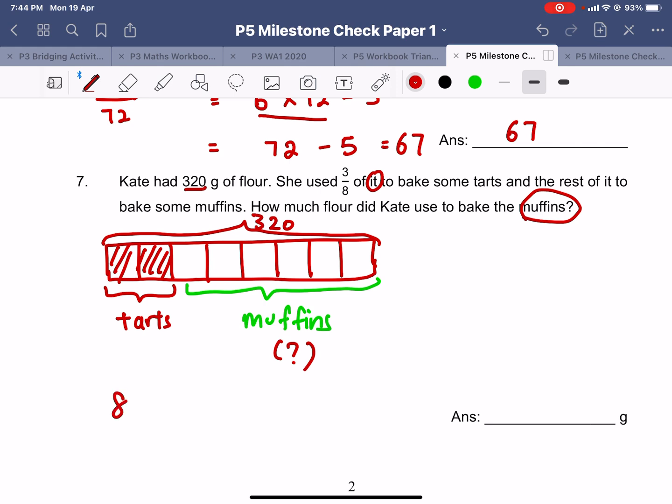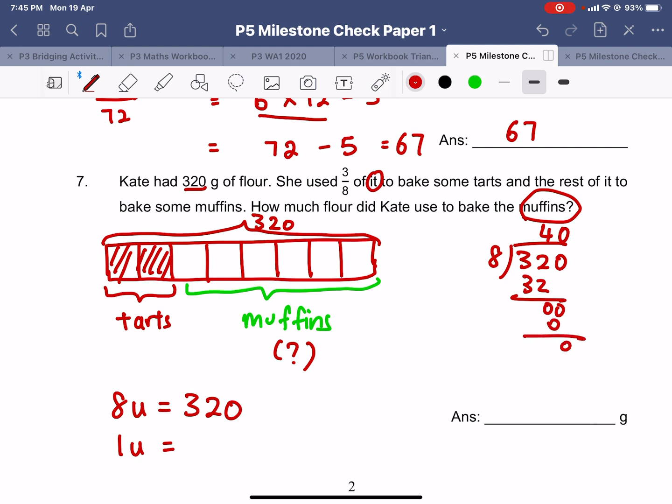Okay, so by unitary method, 8 unit is the total units, right? 320. We find out what is 1 unit first. 320 divided by 8. If you can do mental sum, by all means. Alright, if not, do the division. You get 40. How much flour was used to bake the muffin? Now the muffin has a total of how many units? Let's see. 1, 2, 3, 4, 5, 6 units in total. So for us to find the muffins, we take 40 times 6. Alright, we will arrive at 240. Am I correct?